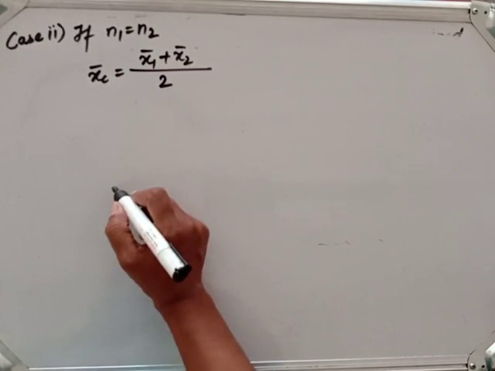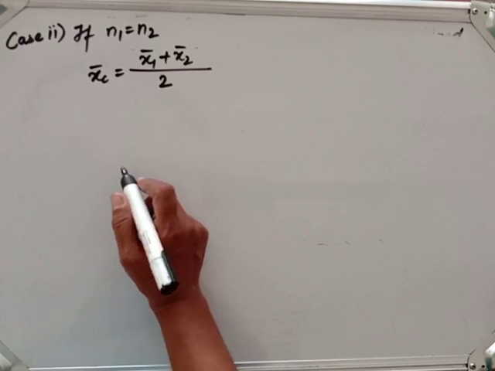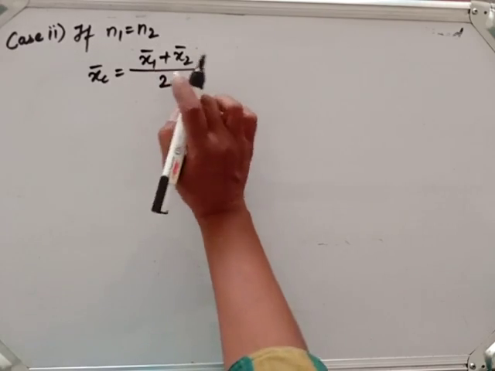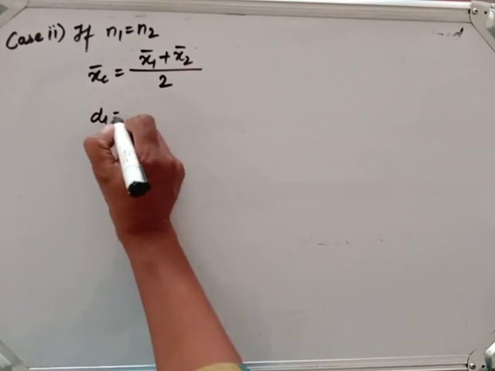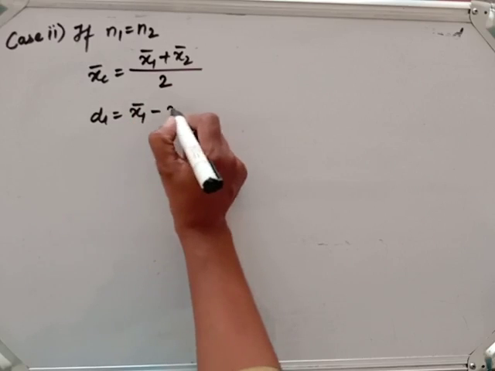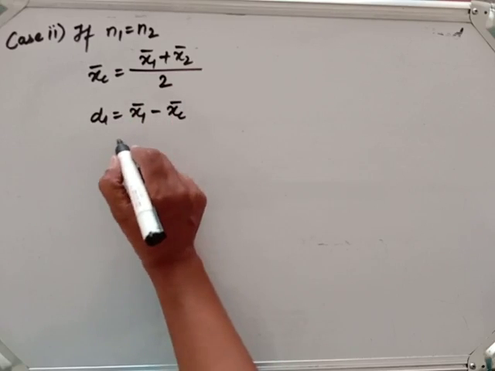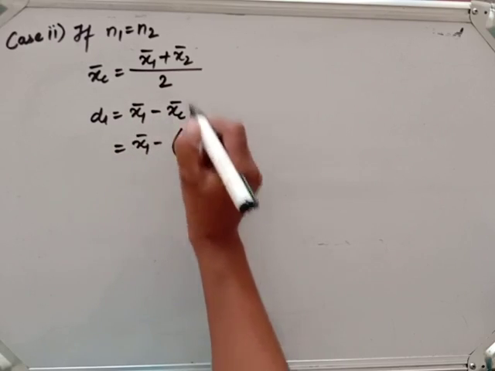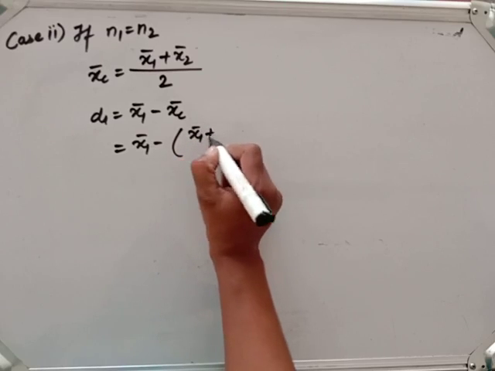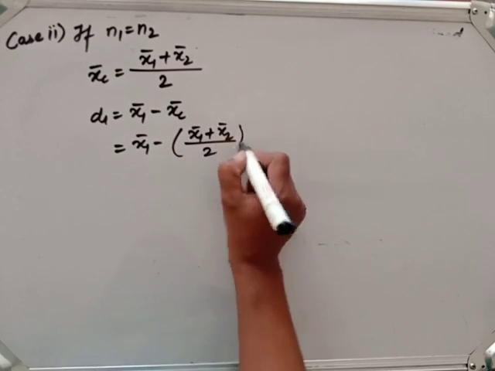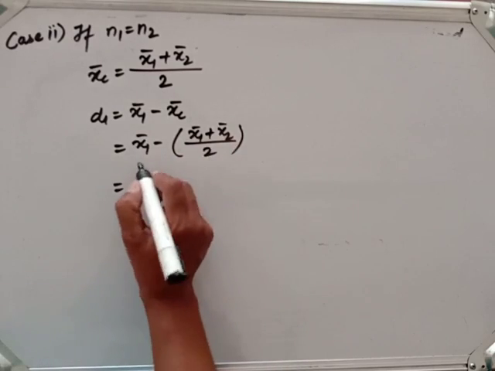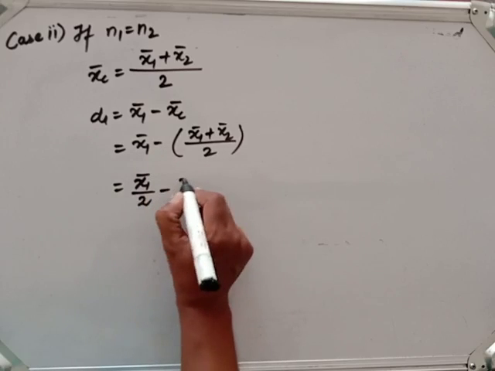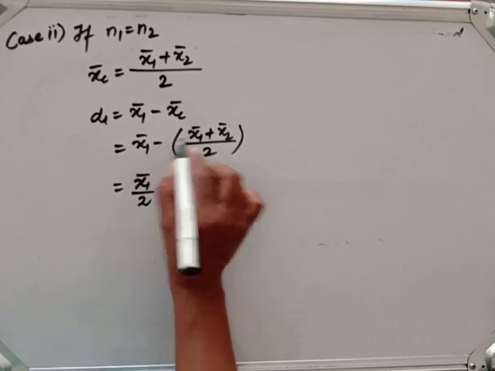2, simply upon 2. Now due to that, what happened? This is half of them. This is half part. So what is d1? d1 is x1 bar minus xc bar. So this will be what? x1 bar minus x1 bar plus x2 bar upon 2. That is what? This is x1 bar upon 2 and this minus x2 bar upon 2.